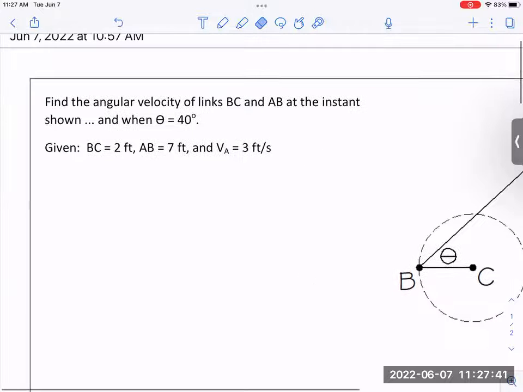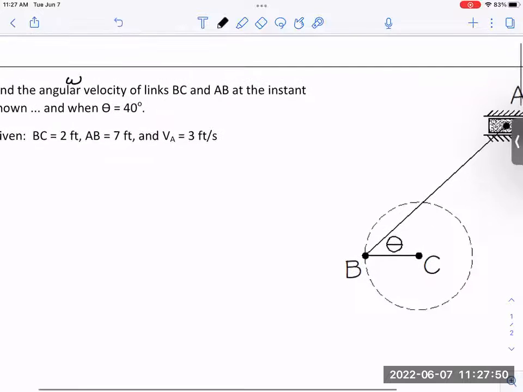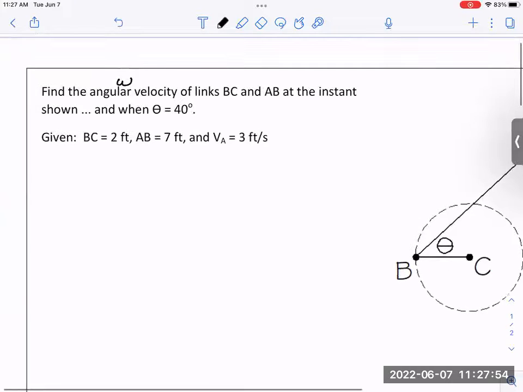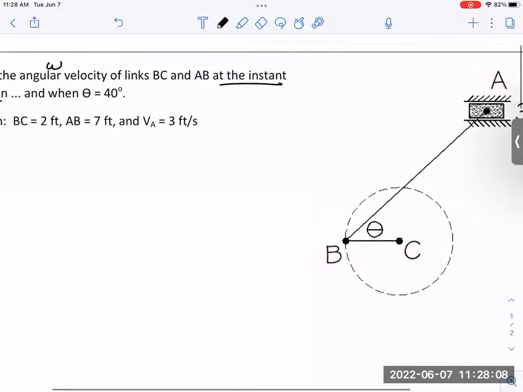And notice I asked, find the angular velocity of links BC and AB. And notice I said at the instant shown, because remember what I showed you in that little animation in Desmos, that it kind of depends. If you want to know speed, it depends what time it is. So at the instant shown, I said the instant when that angle down there is 40 degrees.